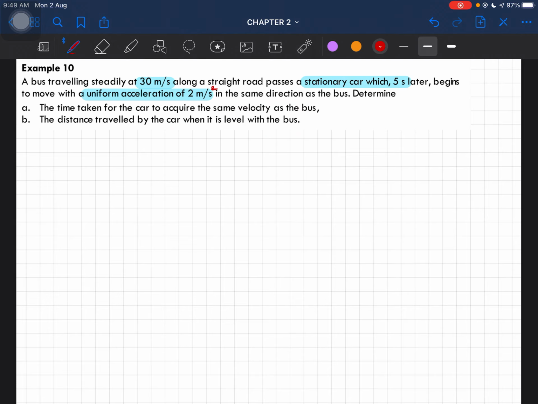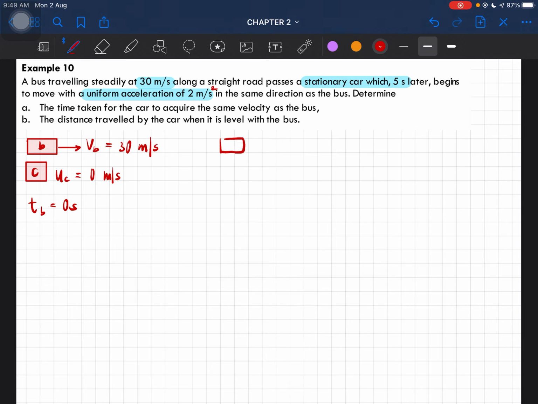Right, so let's try to solve this question by drawing a diagram explaining where they are, where is the position. Okay, so this is the bus, this is the car. So at this time, when t equal to 0 seconds, the car is at 0 meter per second. It is not moving, it is stationary. Okay, so this is the velocity of the bus, which is equal to 30 meter per second.